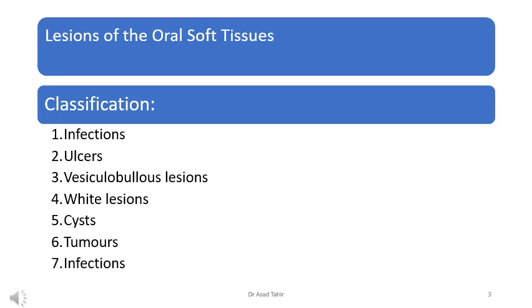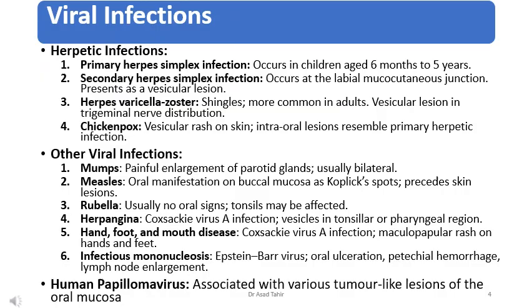Classification. Infections. Ulcers. Vesiculobullous lesions. White lesions. Cysts. Tumors. Infections. Viral infections. Herpetic infections. Primary herpes simplex infection occurs in children aged 6 months to 5 years. Symptoms and treatment are covered in Chapter 11.